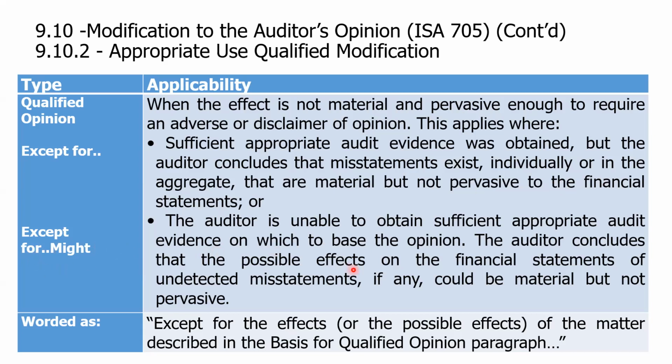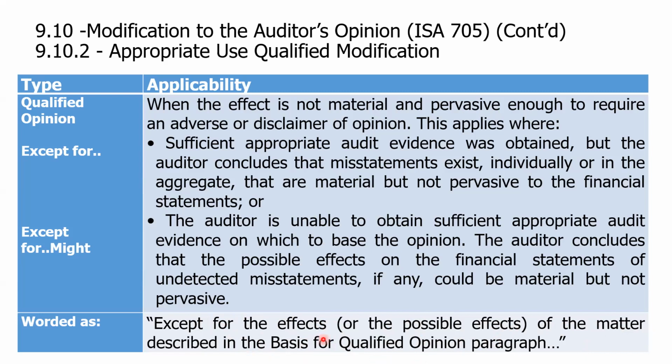And in the second case, the auditor is unable to obtain sufficient appropriate audit evidence on which to base the opinion. We therefore conclude that the possible effects on the financial statements of undetected misstatements, if any, could be material but not pervasive. So this is how it will be worded in the audit report. In the case of except for, we say except for the effects of, let's say, sales and inventory. So let me put in actual issues. Except for the effects of sales and inventory described in the basis of opinion paragraph, the rest of the financial statement gives a true and fair view.